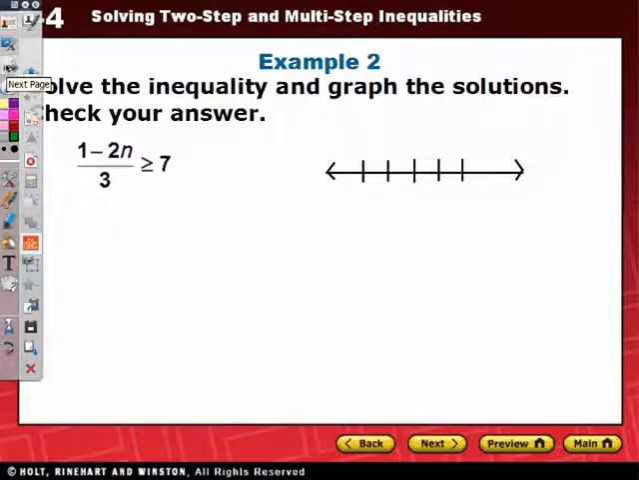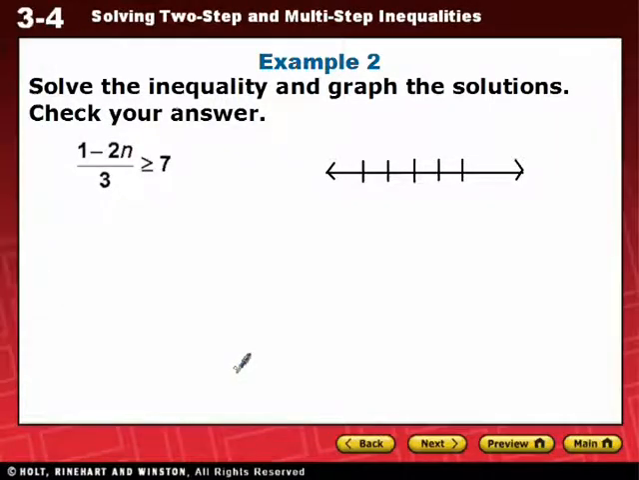Here we have another one. You're going to solve the inequality and graph the solution. 1 minus 2n all over 3 is greater than or equal to 7. Pause the video, try it yourself. Welcome back. Let's go through it.